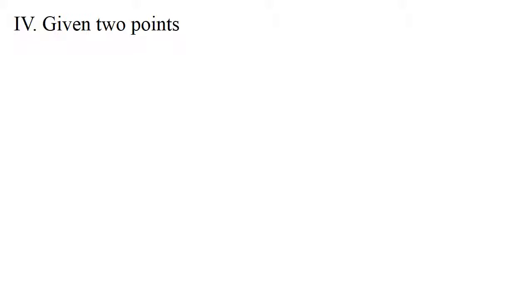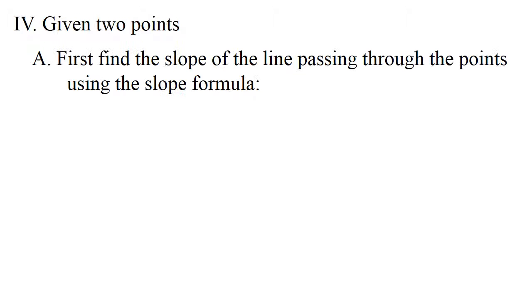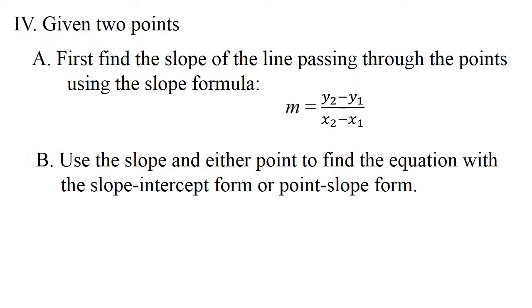All right, let's look at what if I'm given 2 points? How do I handle that situation? So first thing you want to do is find the slope. So you're going to use your slope formula. And now that you know the slope, you can use either your slope-intercept form or your point-slope form to find the equation. And you can use either point. All you need is a slope and a point.